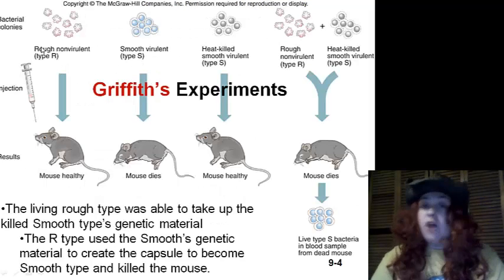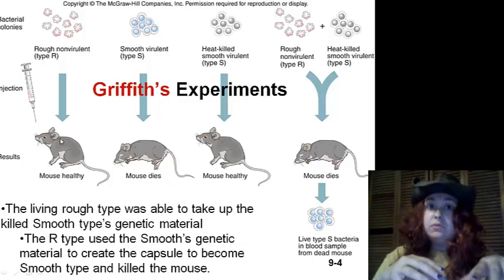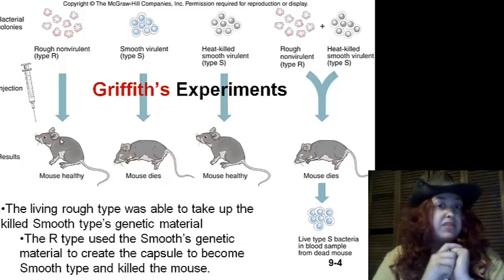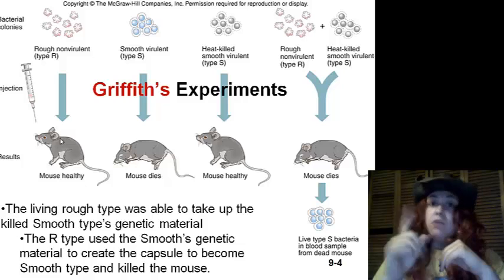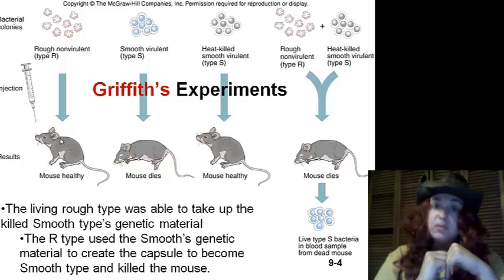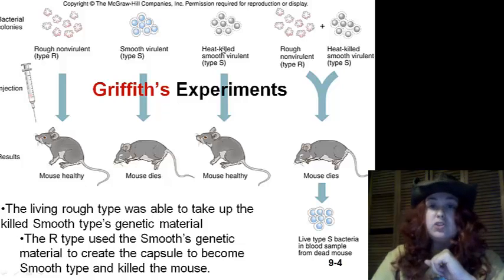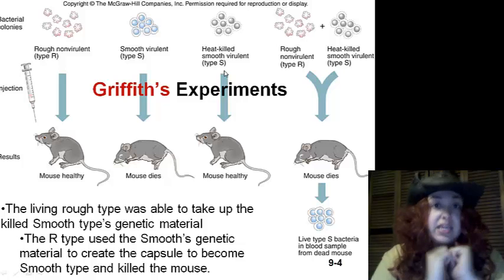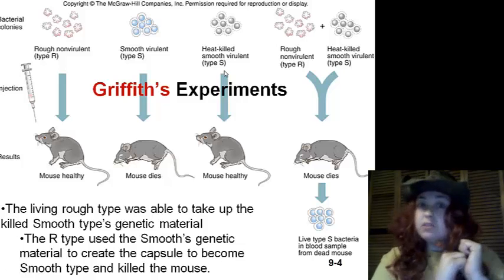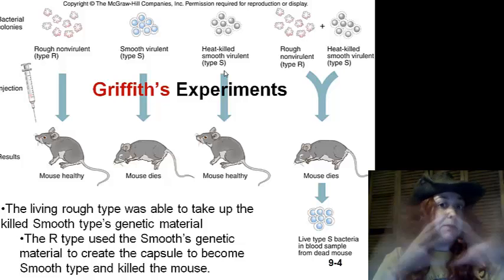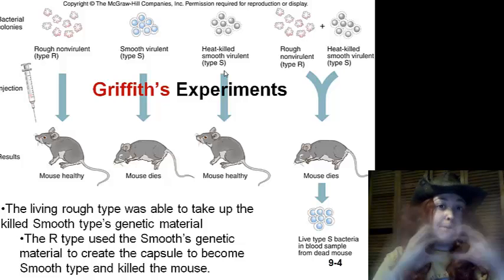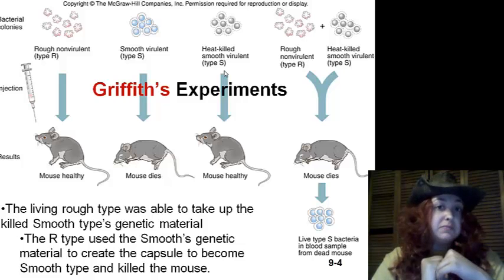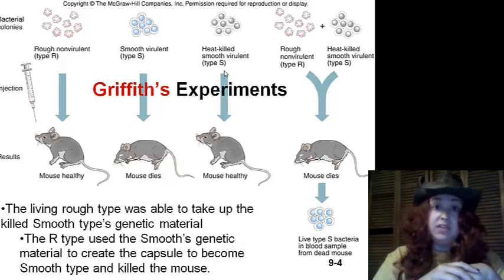When we injected the rough, non-virulent strain into the mouse, it lived. But that smooth, virulent strain that had a capsule around it, when we injected it into that poor little mouse, the mouse died, because it caused pneumonia. Then we took that smooth, virulent strain and heat killed it. When you heat kill something, you bring it up to really high temperatures, and it typically bursts because it's so hot. So, when we injected that burst, dead, smooth, virulent strain into the mouse, the mouse lived.